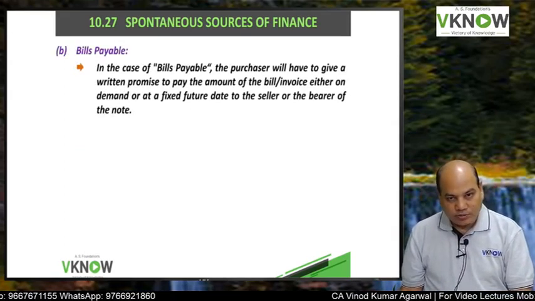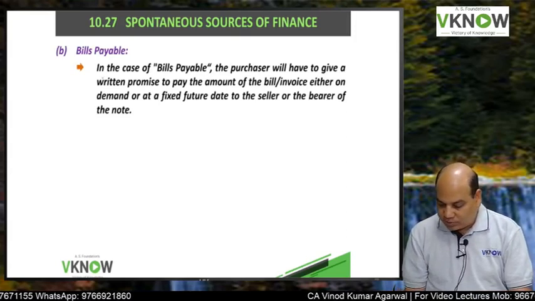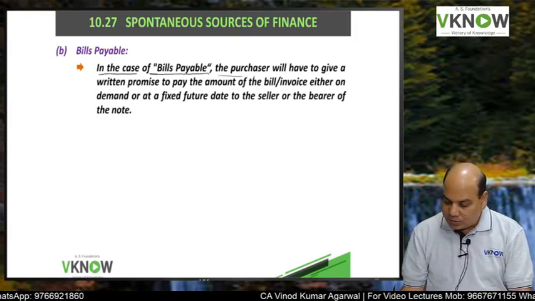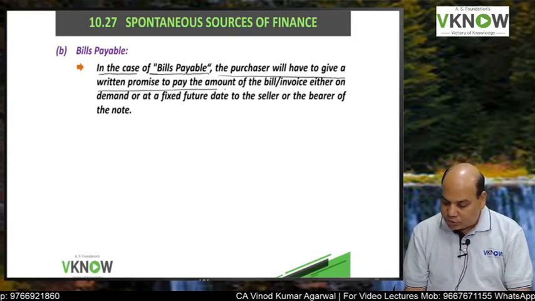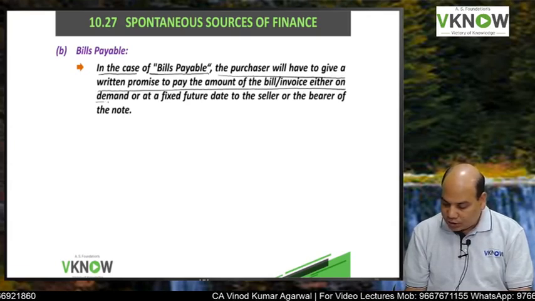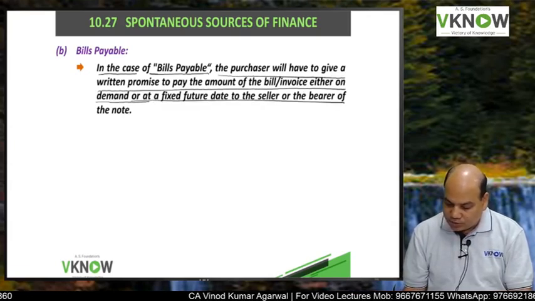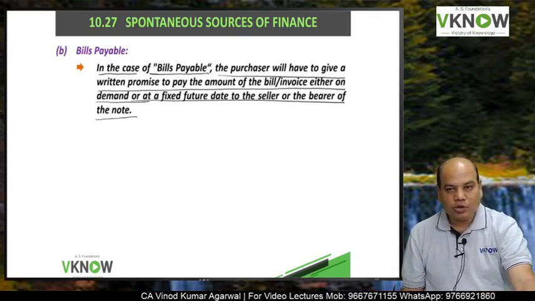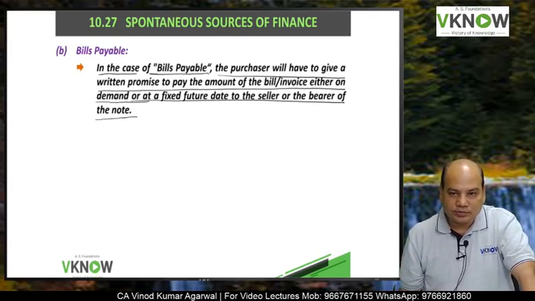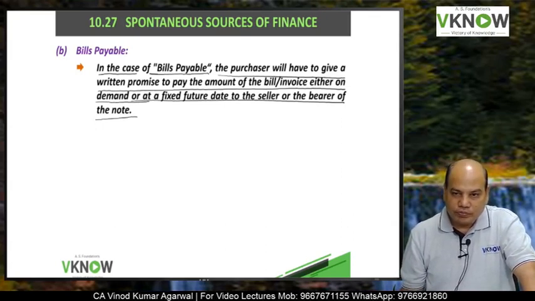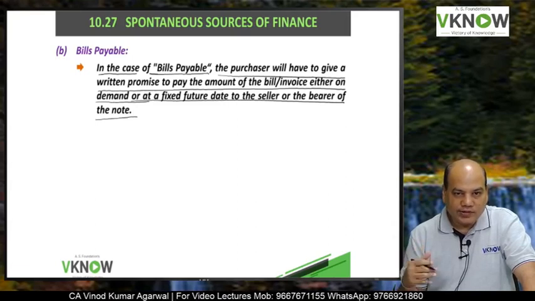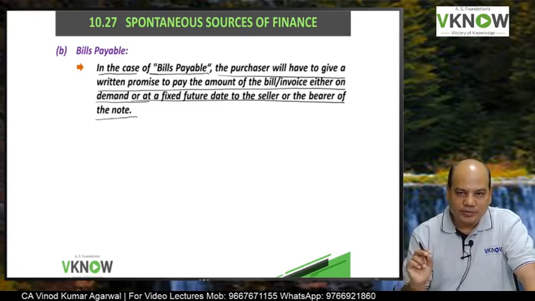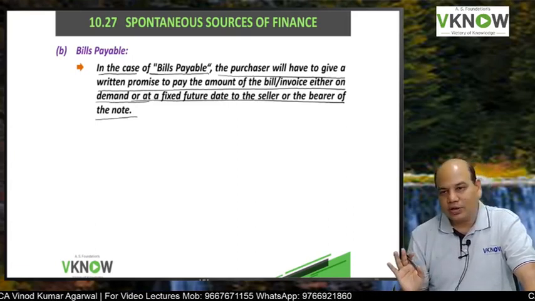Another is bills payable. Have you heard of bills payable? Bills payable you have studied in accountancy. In case of bills payable, the purchaser will have to give a written promise to pay the amount of the bill or invoice either on demand or at a fixed future date to the supplier or the bearer of the note. So what some suppliers do, they will draw a bill of exchange on the buyer. Then you have to sign that bill, accept it, which means you are promising that you are going to make the payment on or before a certain date.